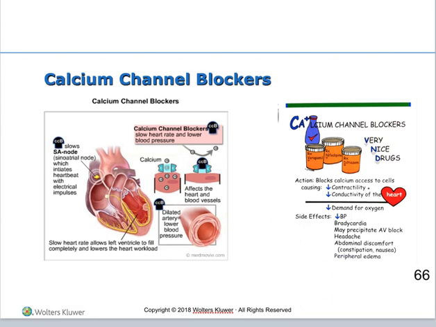Calcium channel blockers are commonly used to treat chest pain, such as stable angina. They can be used as an anti-arrhythmia medication or for hypertension. Some examples are diltiazem, verapamil, amlodipine. Those are very common ones.